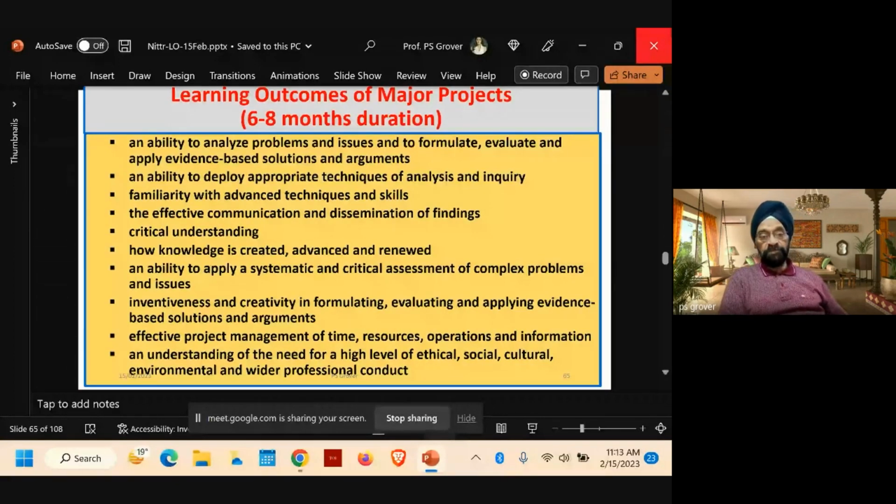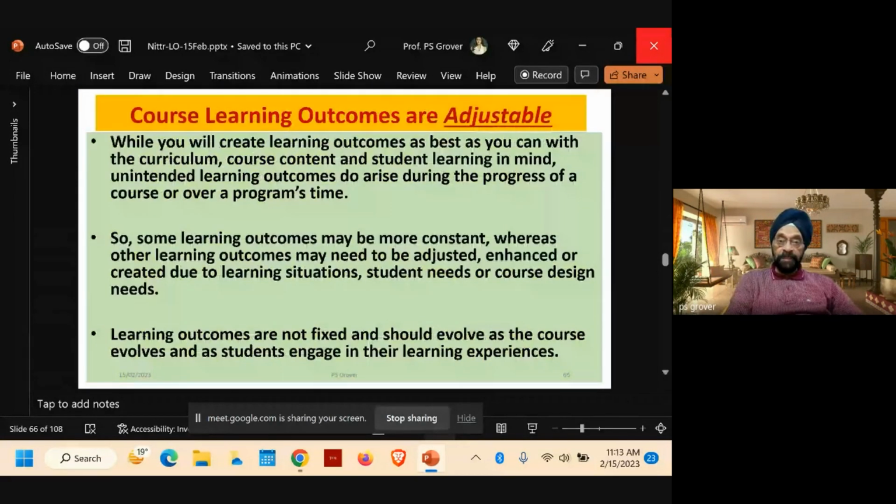I am giving you just this view because many teachers, when looking at the learning outcomes of a project, mix up things. And when it comes to mapping, course mapping to program mapping, projects give the maximum level of mapping. This I have just indicated. So course outcomes are adjustable. There is no unique formula.